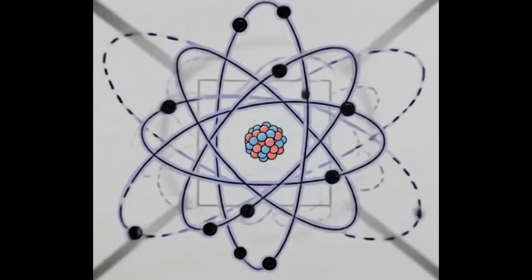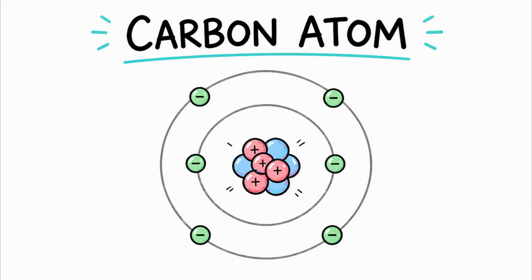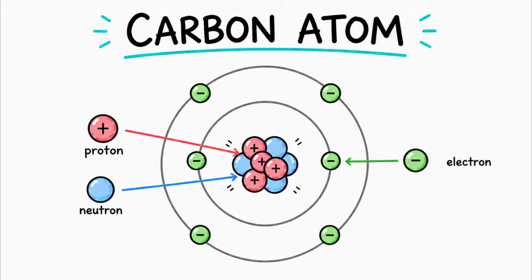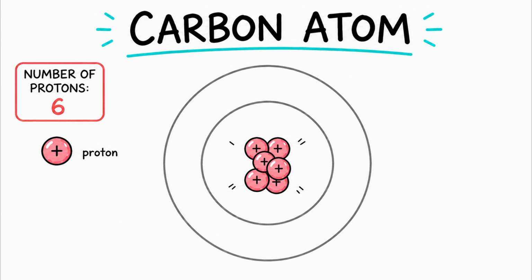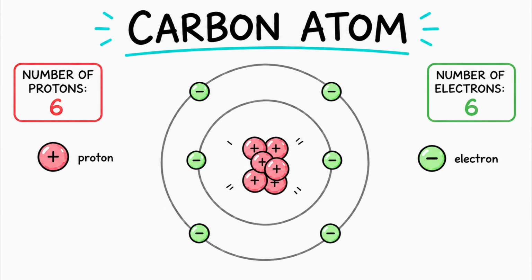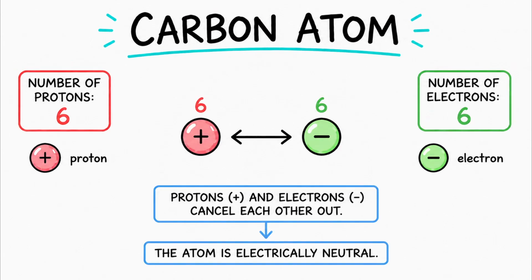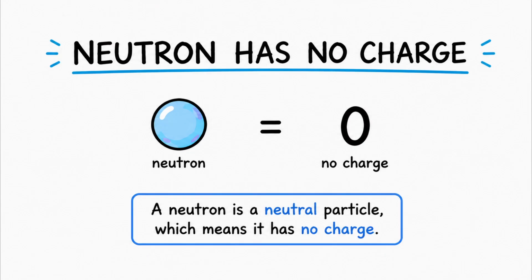When we look at an atom, we find three key particles inside it: protons, neutrons, and electrons. A typical atom is electrically neutral, which means it has an equal number of protons and electrons. Protons carry a positive charge, electrons carry a negative charge, and neutrons have no charge at all.